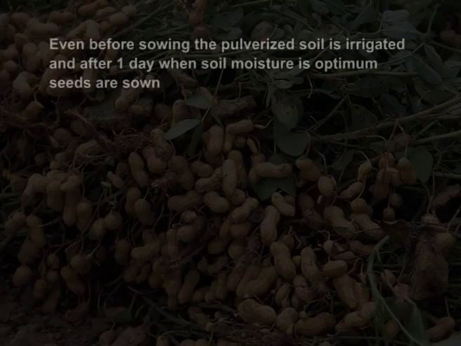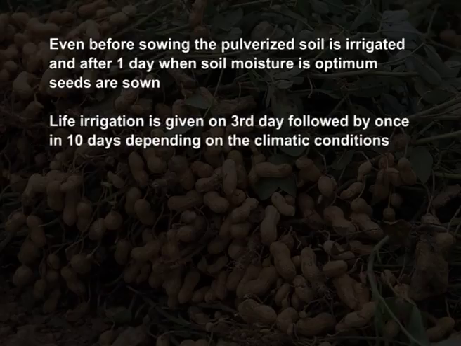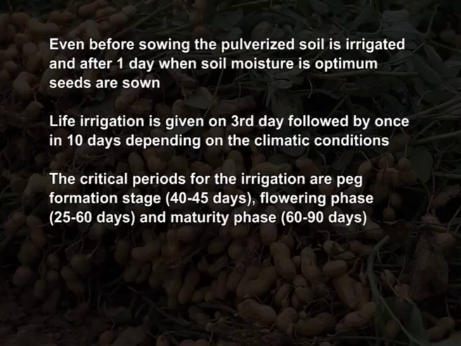Irrigation. Even before sowing, the pulverized soil is irrigated, and after 1 day, when soil moisture is optimum, seeds are sown. Life irrigation is given on the 3rd day, followed by once in 10 days depending upon the climatic conditions. The critical periods for irrigation are peg formation stage, that is 40 to 45 days, then flowering phase 25 to 60 days, and maturity phase 60 to 90 days.